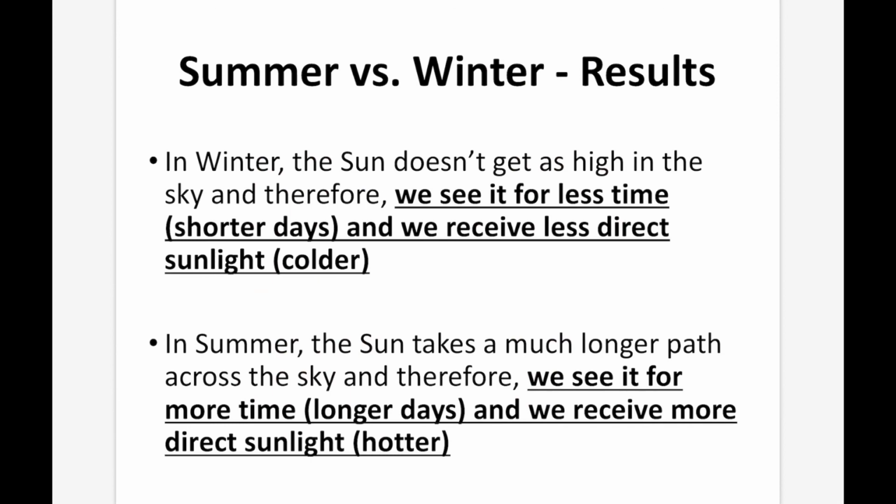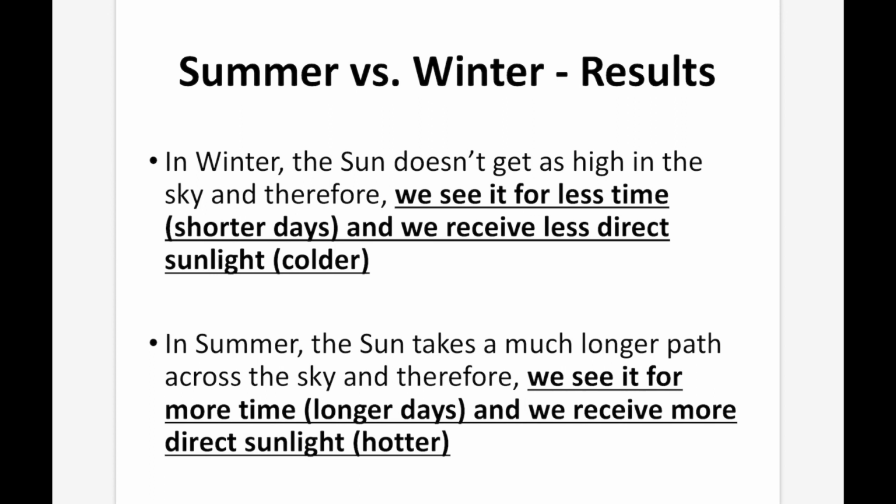So summer versus winter, let's review. In winter, the sun doesn't get as high in the sky, and therefore we see it for less time, shorter days, and we receive less direct sunlight. It makes it colder. In the summer, the sun takes a much longer path across the sky, and therefore we see it for more time, longer days, and receive more direct sunlight. Makes it hotter. Keep in mind, too, that if the sun is in the sky longer, it has longer to heat the surface, again, contributing to more heat in the summertime.